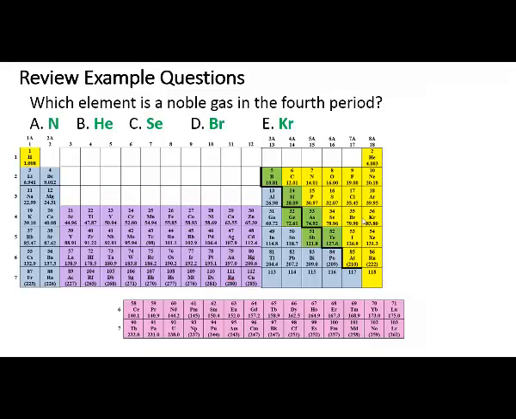So here's our next question. Which element is a noble gas in the fourth period? So the fourth period is going to be our fourth row on the periodic table, correct? So that would start at potassium. Now we want it to be a noble gas, so I should recognize the noble gases are starting at helium. That's going to be my 8A or 18 for my column designation. Okay, so I'm going to look at the fourth period, over to the noble gases, and we'll see that would be krypton.